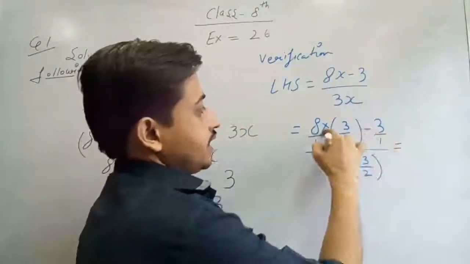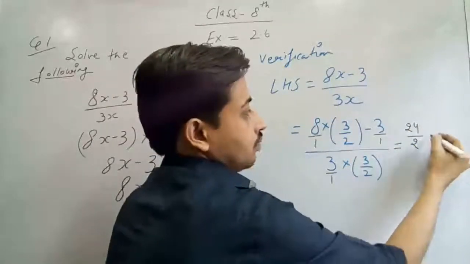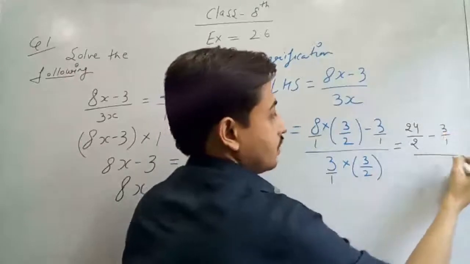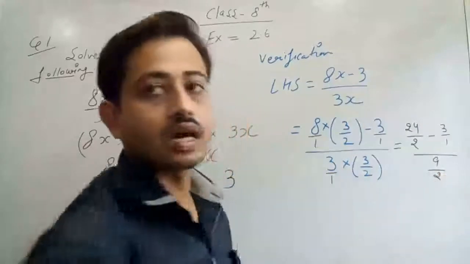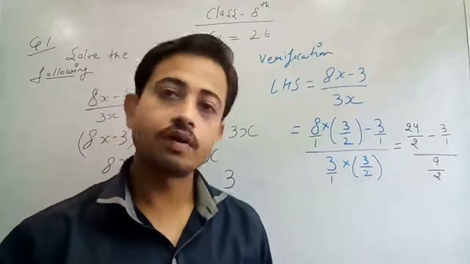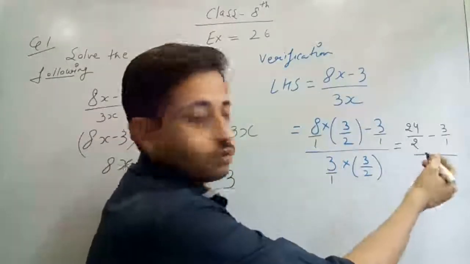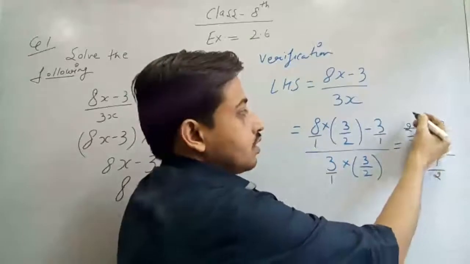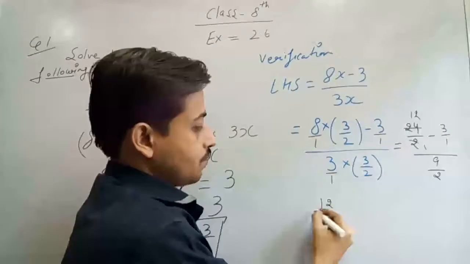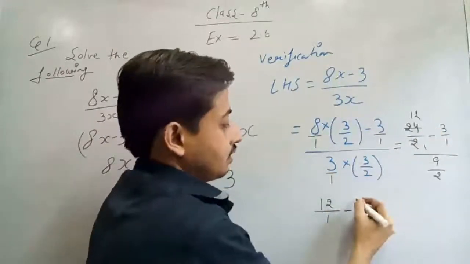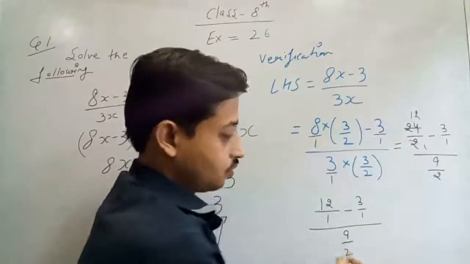If we solve this, 8 into 3 we get 24, 1 into 2 we get 2, minus 3 by 1. Same here, 3 into 3 is 9 and 1 into 2 is 2. Because the upper part is multiplied with the upper part and the lower part is multiplied with the lower part. So these can be cancelled out. 2 ones are 2, 2 twelves are 24. So what we get is 12 by 1 minus 3 by 1. Same here, we get 9 by 2.